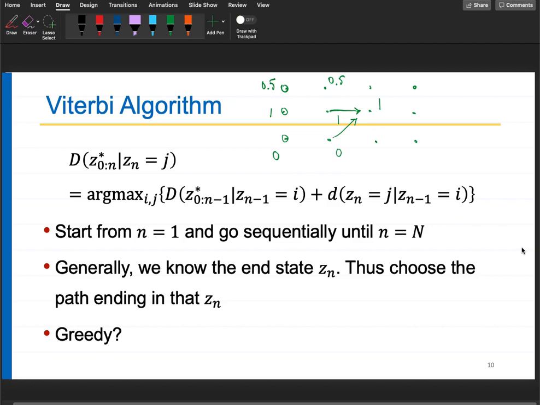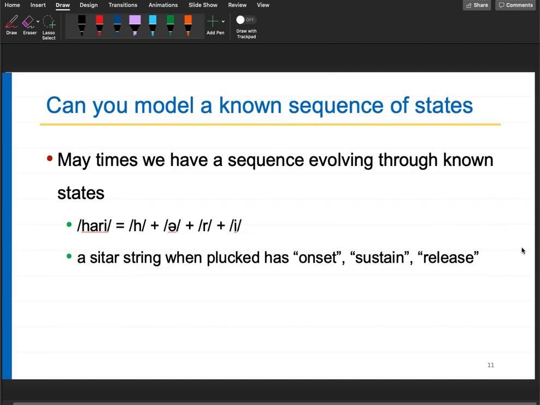Okay, for the time being, let's move on. Now there is one more situation. Many times we have a sequence evolving through known states. For example, if you say Hari, it will always be the phoneme Ha followed by the schwa, followed by Ra, followed by E. You cannot have first E, then H, then R, then A. That combination is not possible, right?